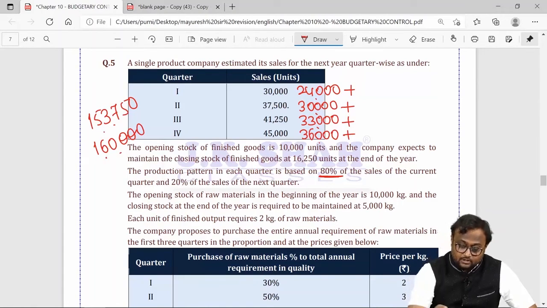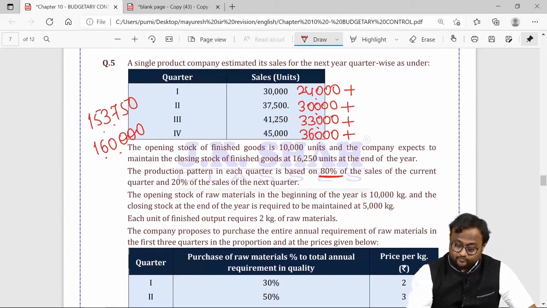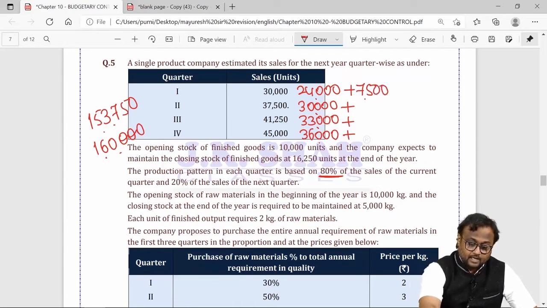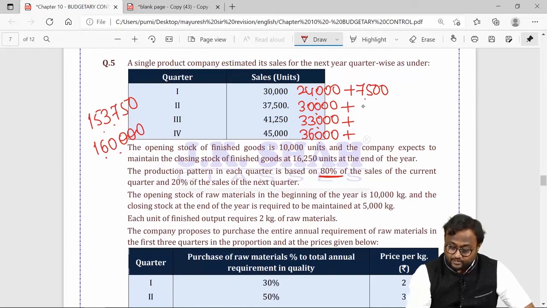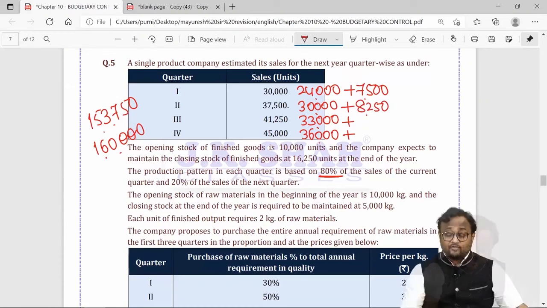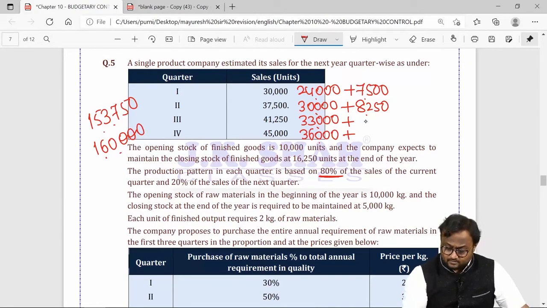In the second quarter, 37,500 units are required to be produced. 20% of it, that means 7,500, will be produced in the first one. In the third quarter, I'm going to produce 41,250. 8,250 will be produced in the previous quarter. 45,000 I'm supposed to sell in the fourth quarter. 20% of it will be produced in the third quarter.